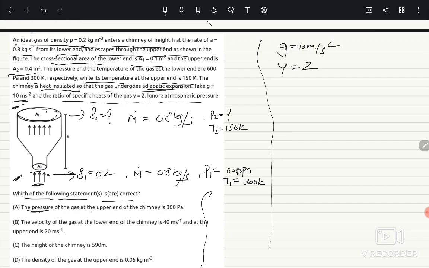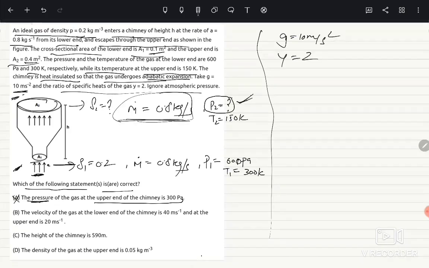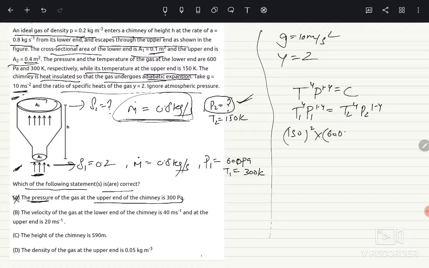The first option says that the pressure of the gas at the upper end of the chimney is 300 Pascal. Let us see whether the pressure at the upper end of the chimney is 300 Pascal. So to calculate P2, we can use the pressure temperature relation of adiabatic process, that T^gamma P^(1-gamma) is a constant. So this will give us T1^gamma P1^(1-gamma) equal to T2^gamma P2^(1-gamma).